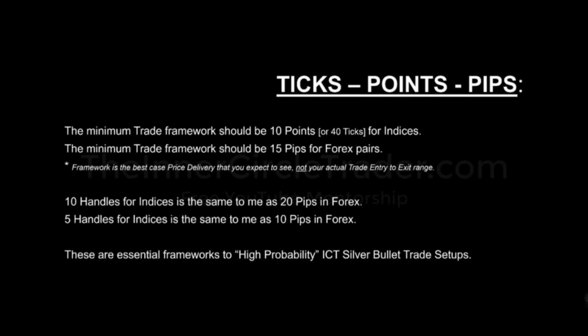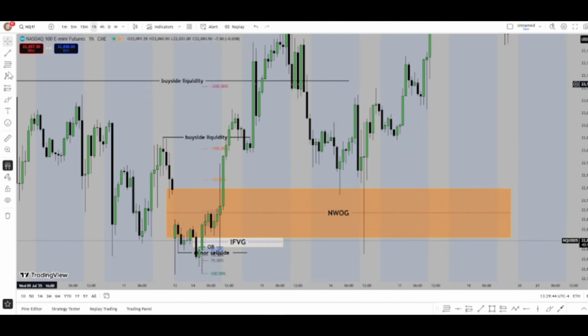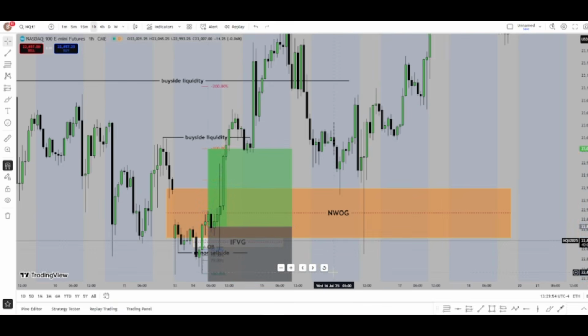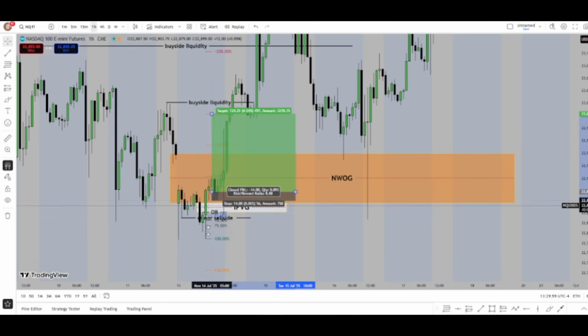But here's the truth: knowing the Silver Bullet model isn't enough. You need to trust it, and the only way to do that is through journaling and backtesting. Go into your charts, mark the Silver Bullet windows, and study how often this model shows up. The repetition will build your confidence. In psychology, this is where discipline matters. The Silver Bullet works because it's precise. If you force trades outside the time windows or without displacement, you're not trading the model, you're just gambling.